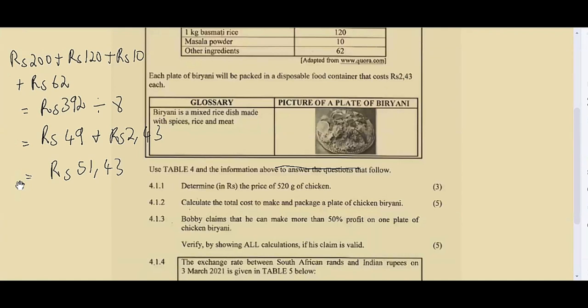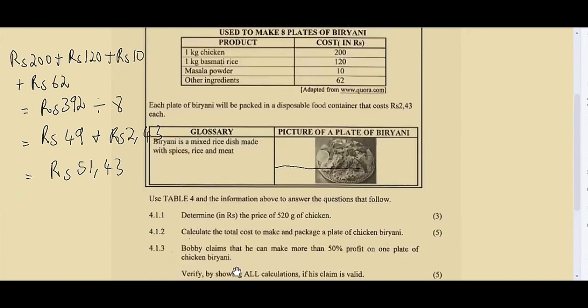We have 4.1.3. It says Bobby claims that he can make more than 50% profit on one plate of chicken biryani. Verify by showing all calculations if his claim is valid. So we are always expecting a question like this on finance, whereby we have to verify if a certain claim made by a particular person is either valid or invalid.